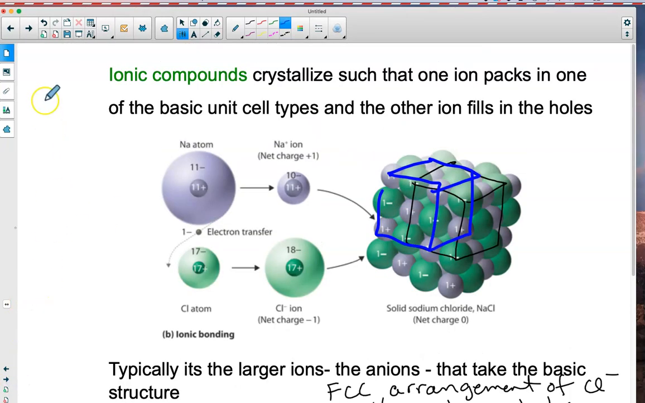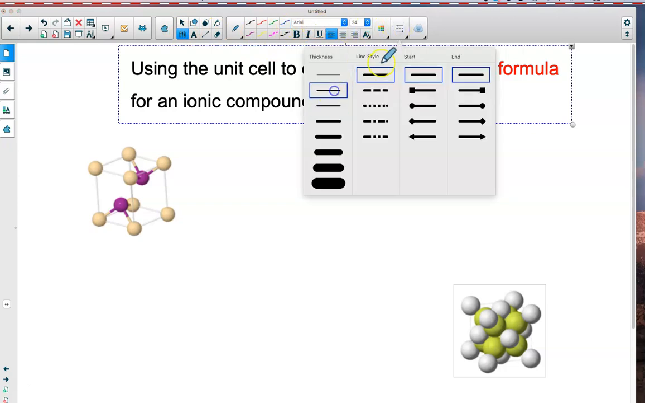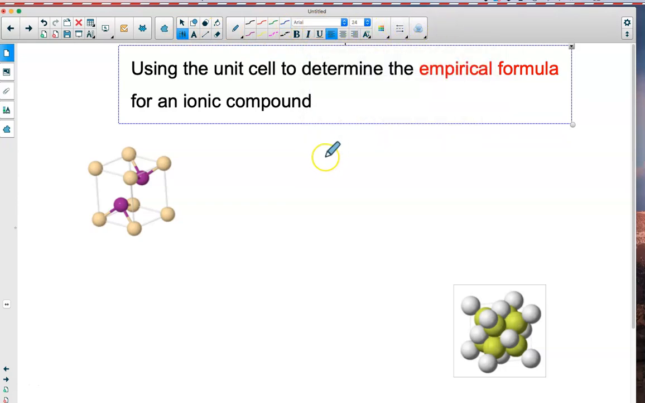So lastly, I want to show you how we can use the unit cell type to determine the empirical formula for an ionic compound. And this is just all using the different net number of atoms that you have of the different ions and putting those together in the smallest repeatable pattern to make up the empirical formula.